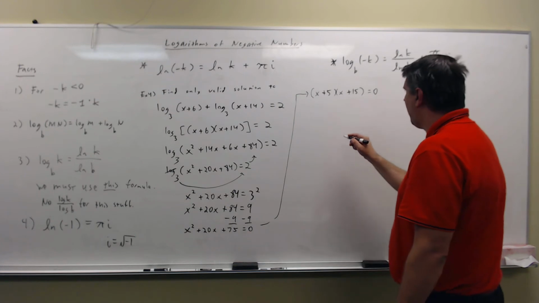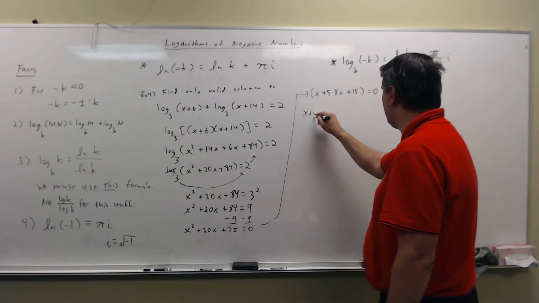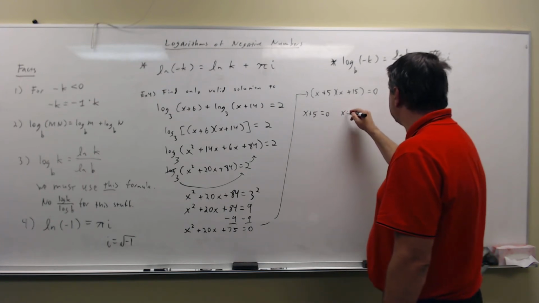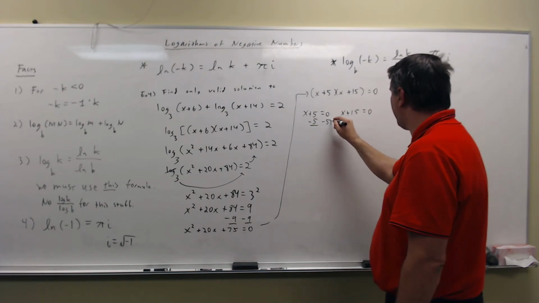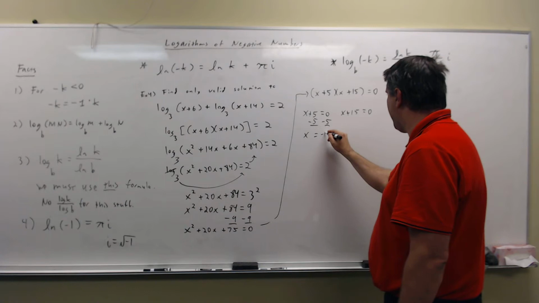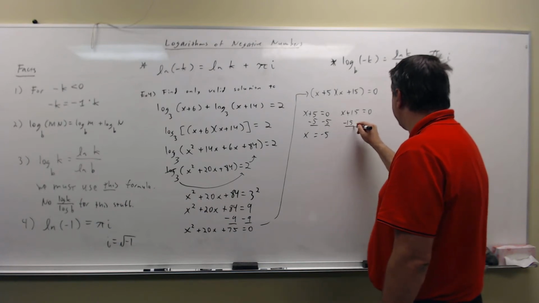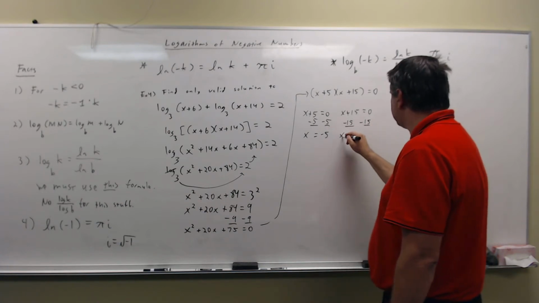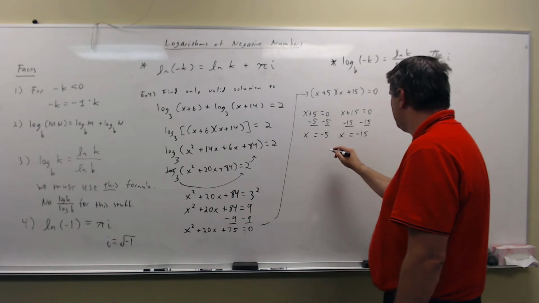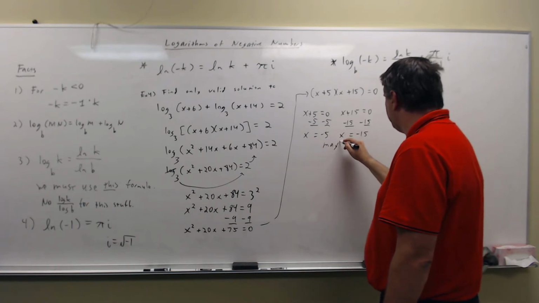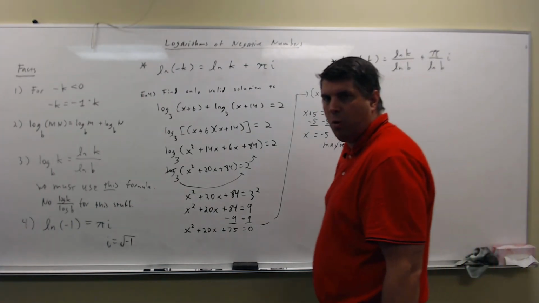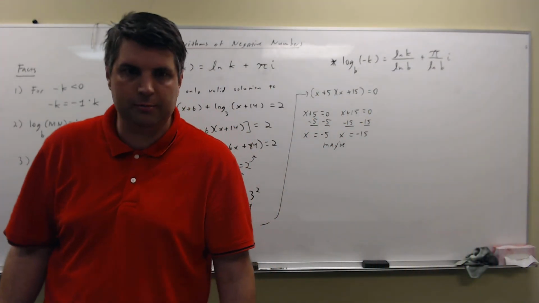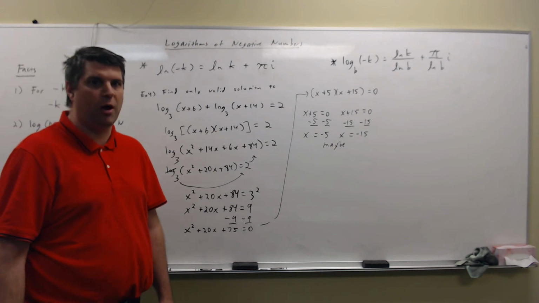Okay? Then I'll have x plus 5 equals 0, x plus 15 equals 0. Subtract 5, x equals negative 5. Subtract 15, x is negative 15. And these are both maybes because they both have to be checked. One of them is not going to work. Guaranteed. One of them will not work.